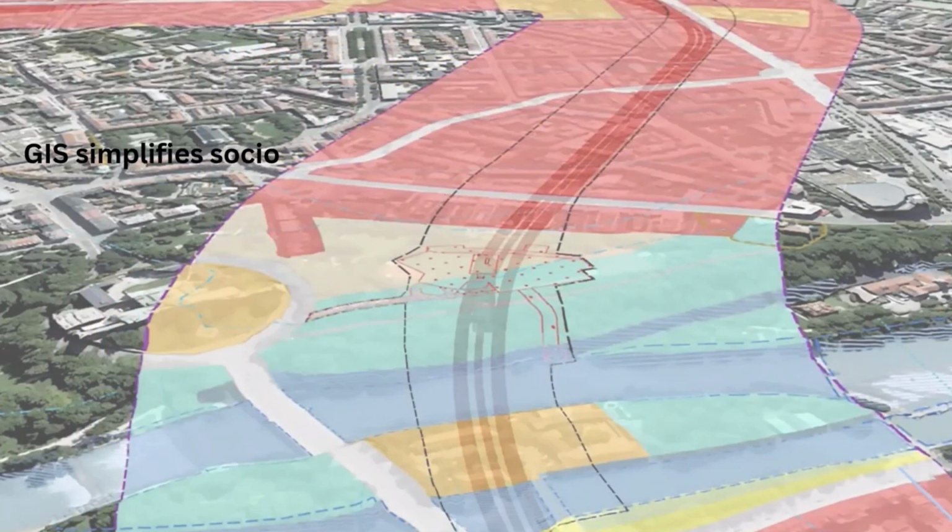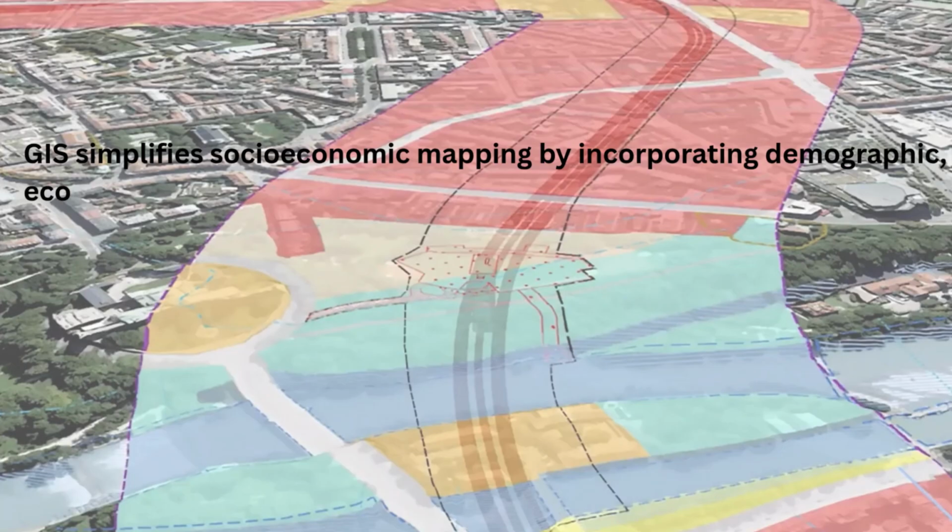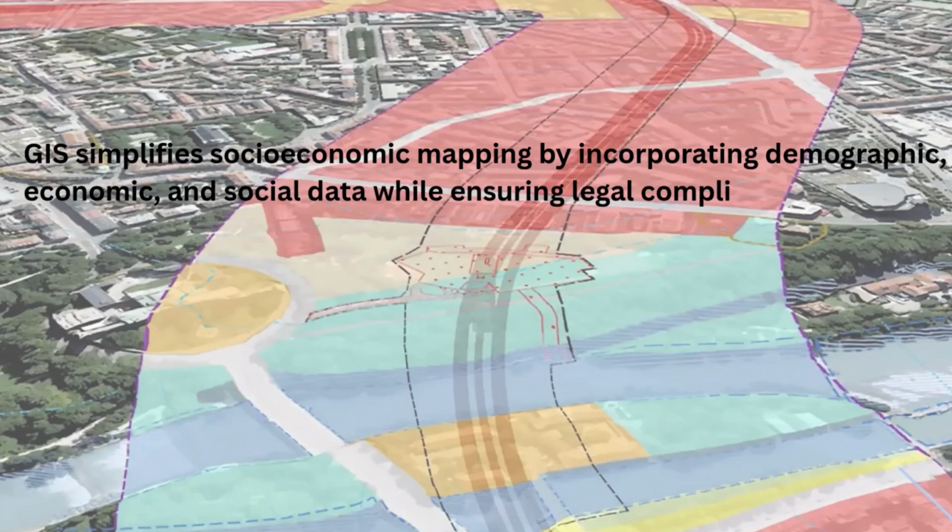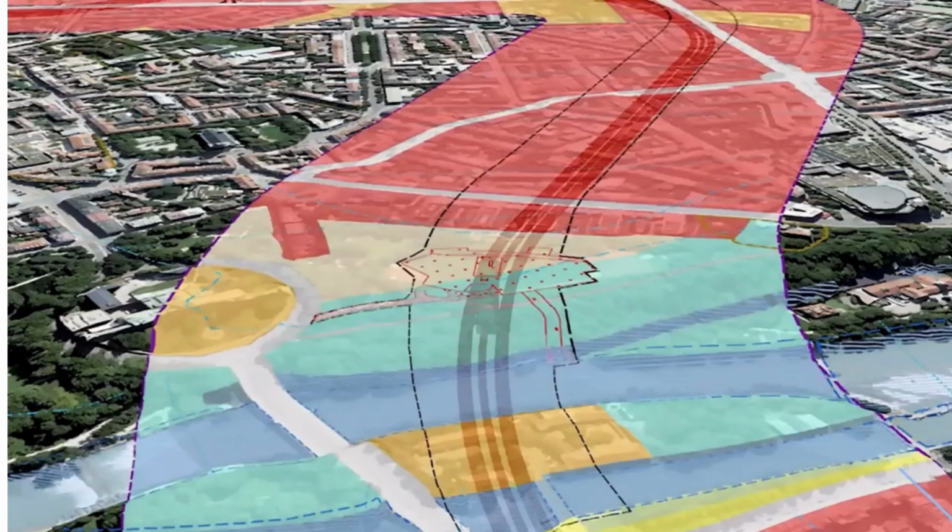2. Socioeconomic factors. Great cities aren't built for land. They're built for people. GIS brings socioeconomic data directly into the design process, helping planners understand who lives in a community, what they need, and how they move.